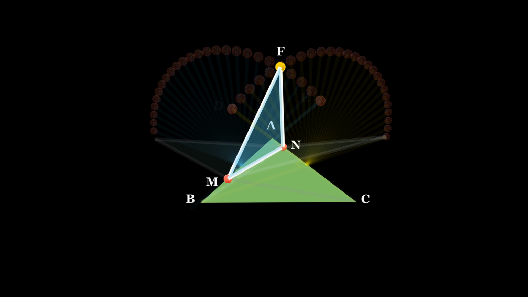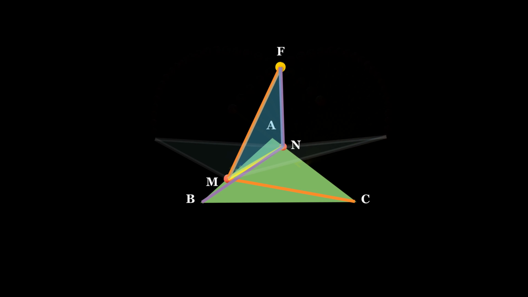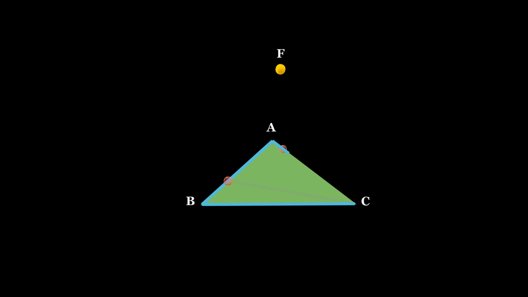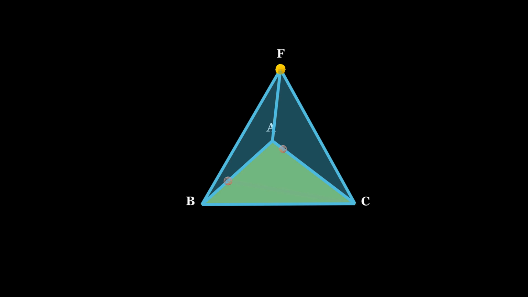Connecting M, N, and F gives us a triangle where all 3 side lengths, MN, CM, and BN, match perfectly, and the problem is solved. In fact, if you visualize it, this setup creates a tetrahedron ABCF. Wait a second. The sides of ABCF look awfully similar in length.